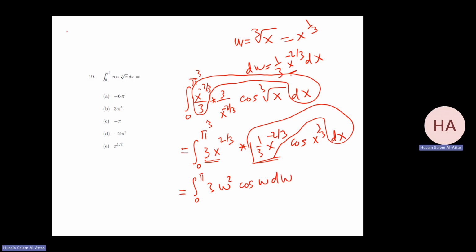So tabular now will do it. u and dv: I have w square, 2w, 0, and I start with cosine w. That will be sine w, then minus cosine w, then minus sine w. So I have plus, minus, plus, minus, plus.